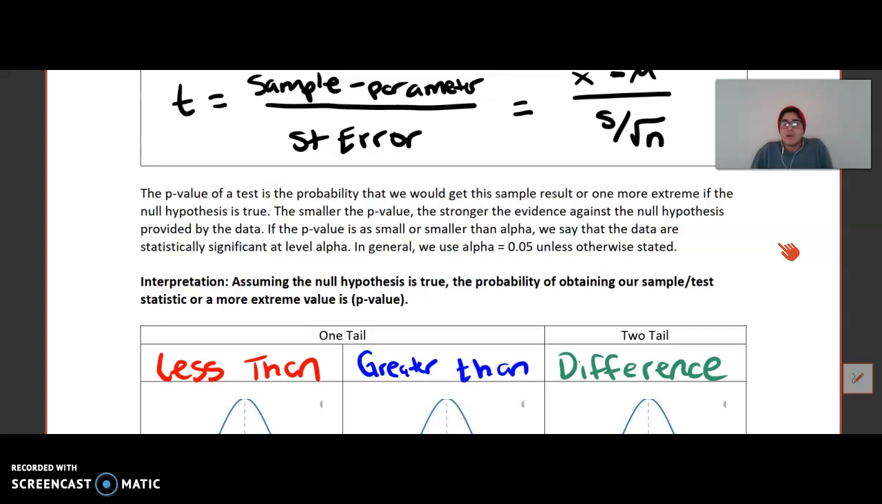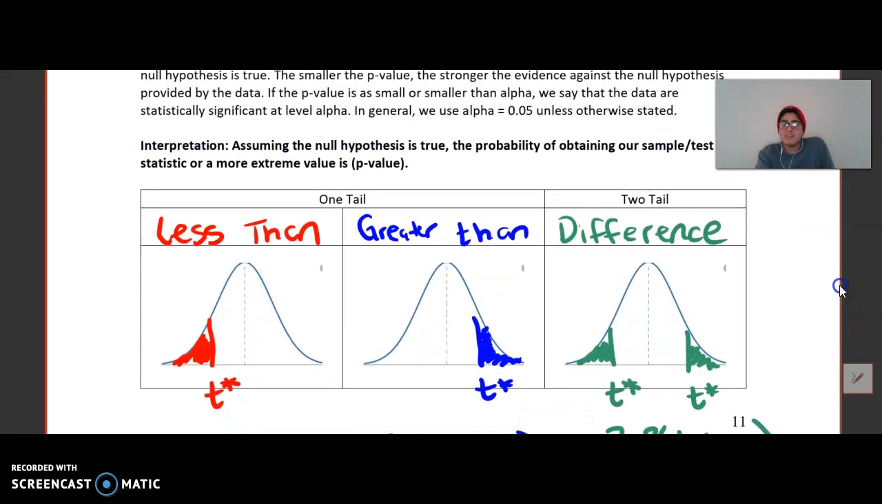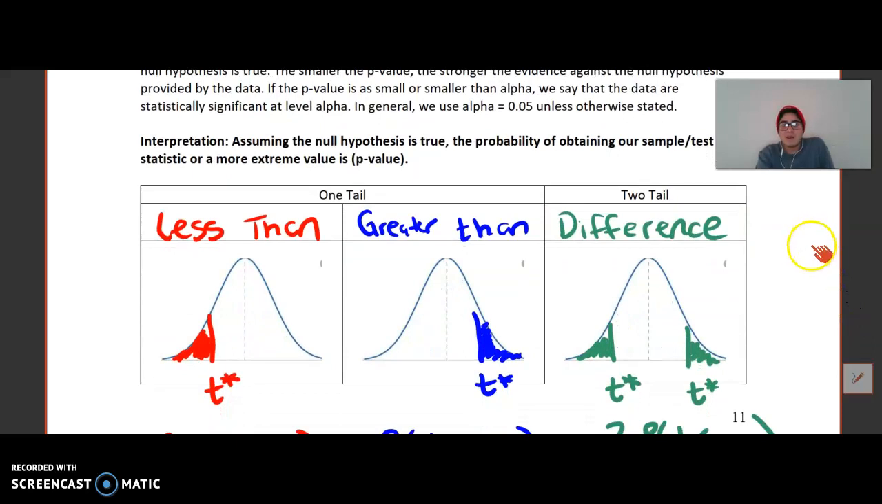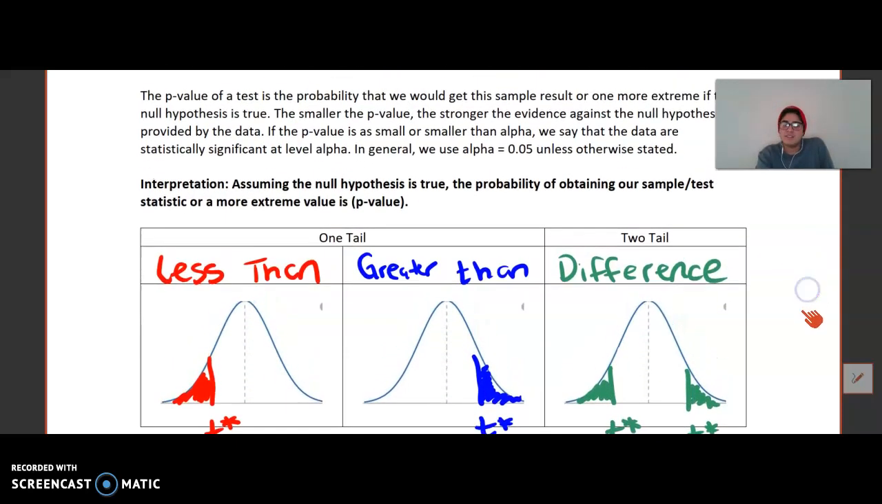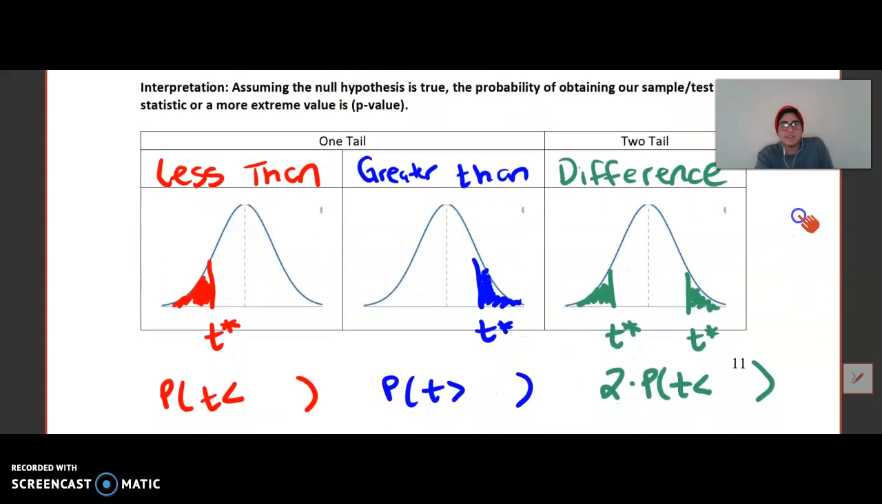Now, if it's smaller than alpha, we say it's statistically significant. And in general, we use an alpha level of 0.05 unless otherwise stated. Assuming the null hypothesis is true, and we'll state that in context, the probability of obtaining our sample or test statistic, or more extreme, is blankety blank.